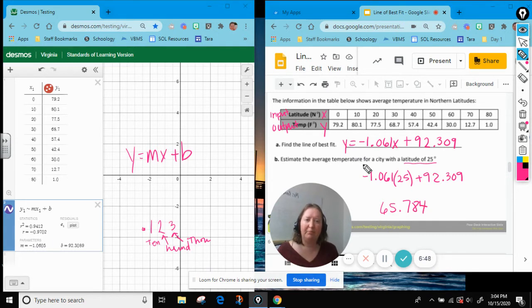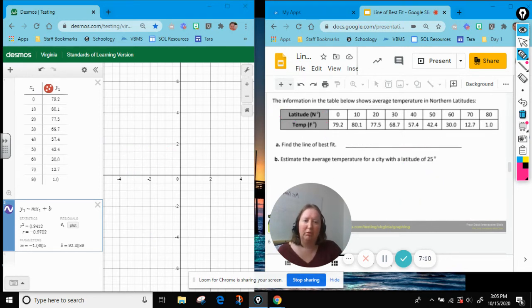Now let's look, what were they talking about? Estimate the average temperature. So they seem to be rounding their temperatures to the tenths place. So for my answer, I would say 65.8. And I guess we want to say degrees, right? Fahrenheit. Okay, so that is how you do that type. Now, let's look at another type of question that you would have to do this for.